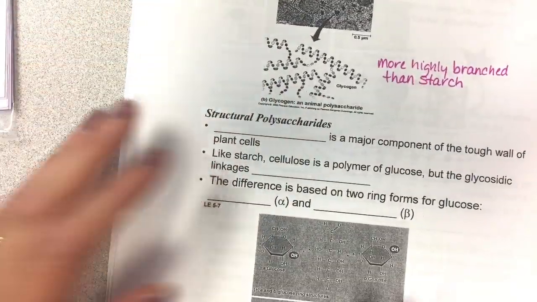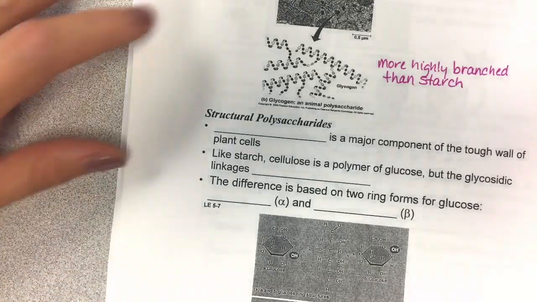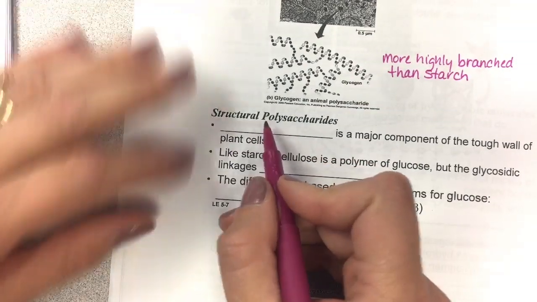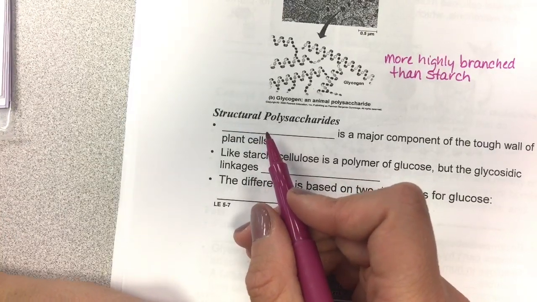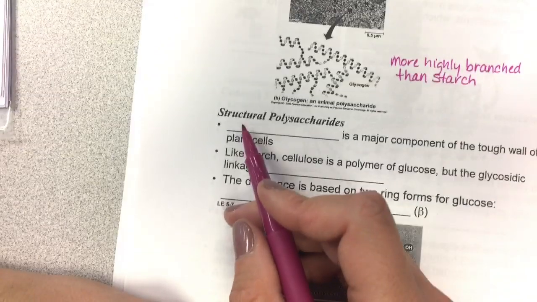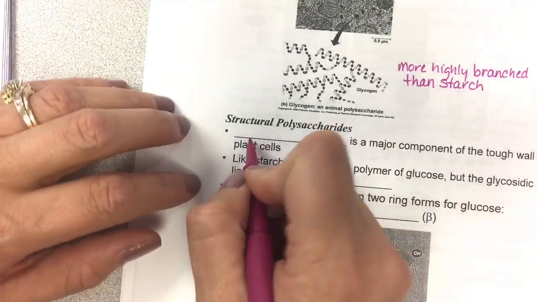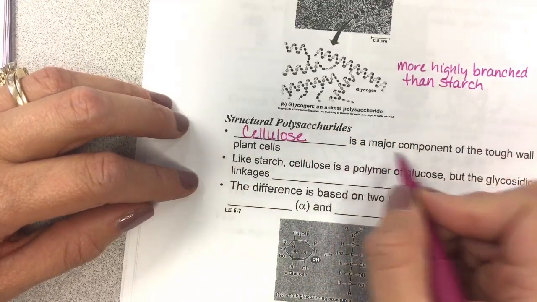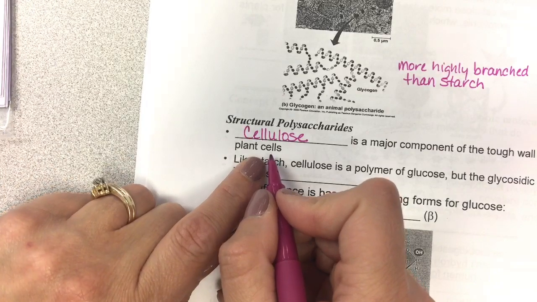So then in plants and in animals. So then there are two other types of polysaccharides, and these are examples of your structural polysaccharides. So these are polysaccharides that are not broken down and used for energy at all. They are used to help build parts of your cells or parts of your body. And so in plants, that is called cellulose. It's a major component of the tough wall of plant cells.